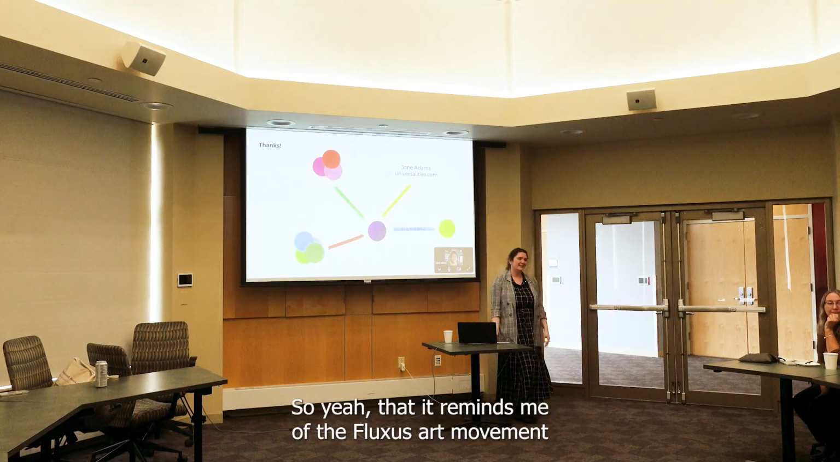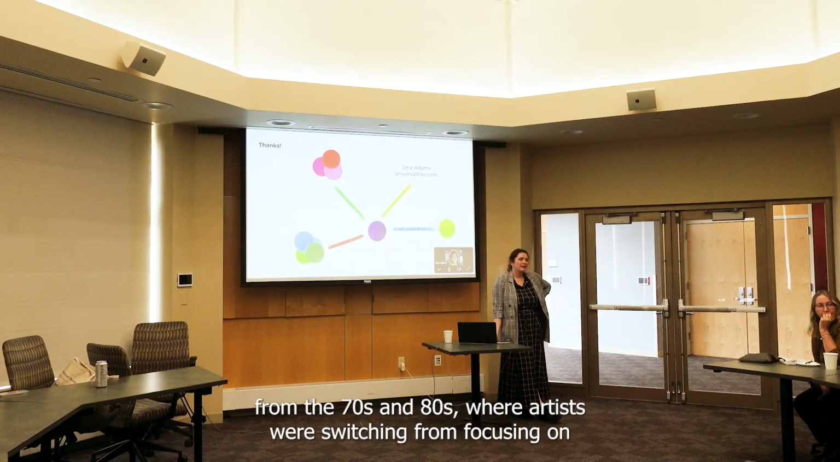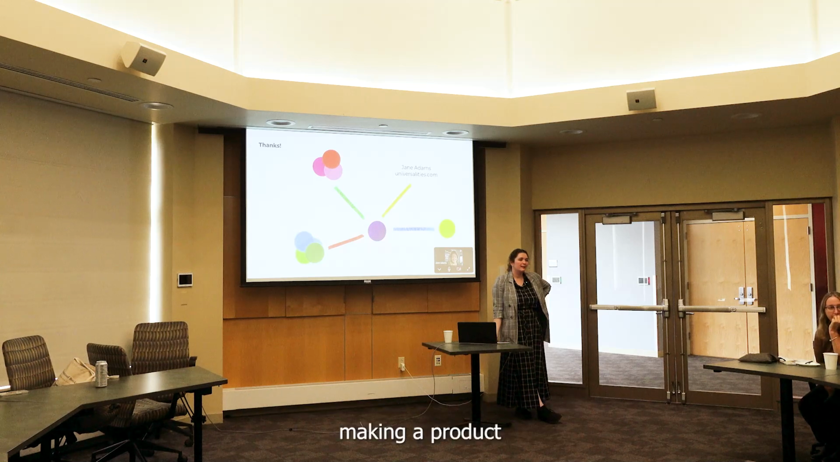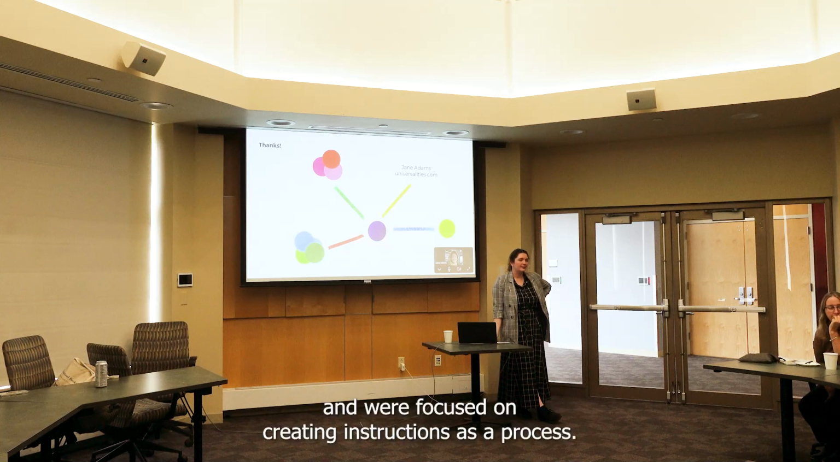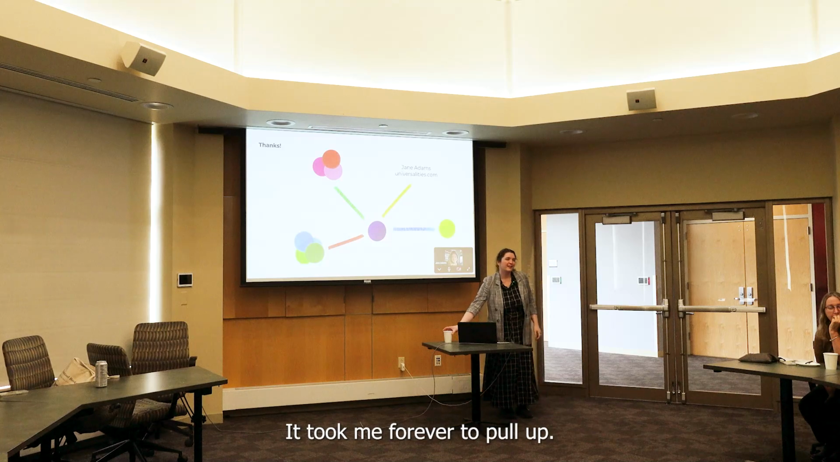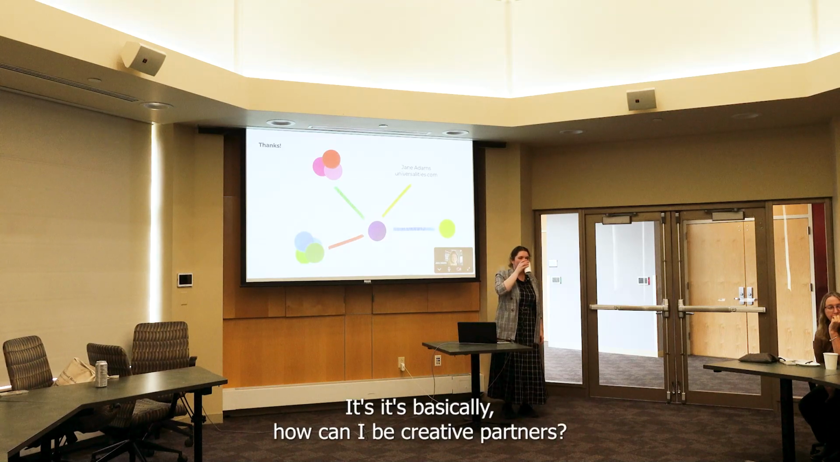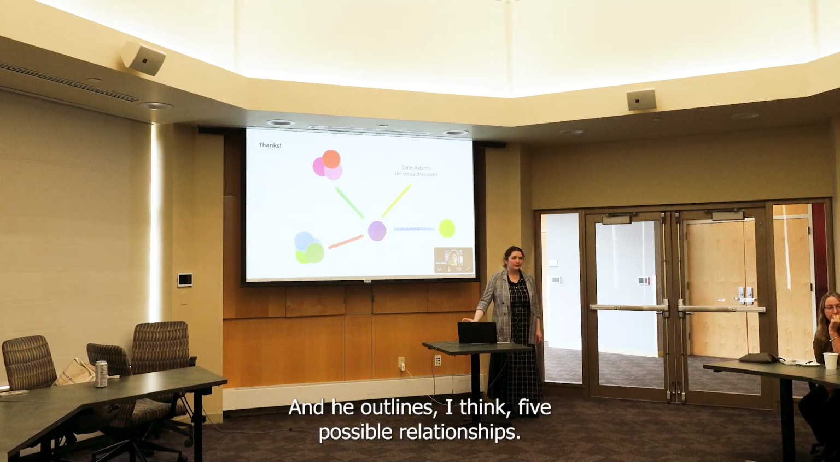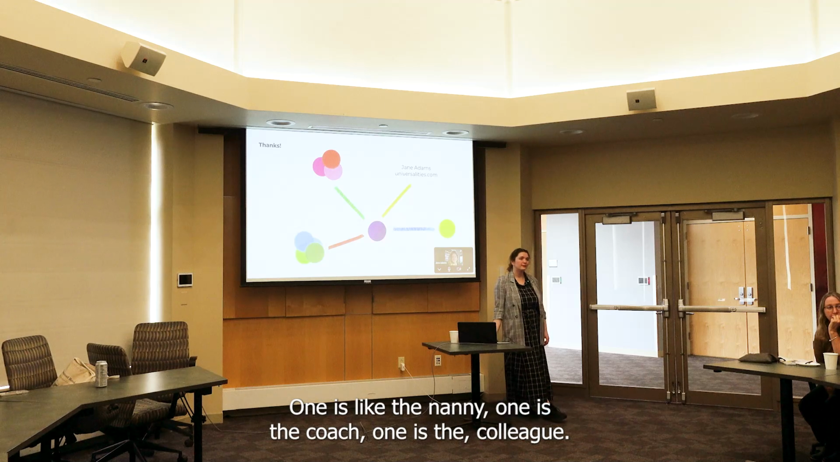Yeah, it reminds me of the Fluxus art movement from the 70s and 80s, where artists were switching from focusing on making a product to creating instructions as a process. It reminded me too of this paper, which took me forever to pull up. It's by Lubart. It's basically how can AI be creative partners, and he outlines, I think, 5 possible relationships. One is like the nanny, one is the coach, one is the colleague.